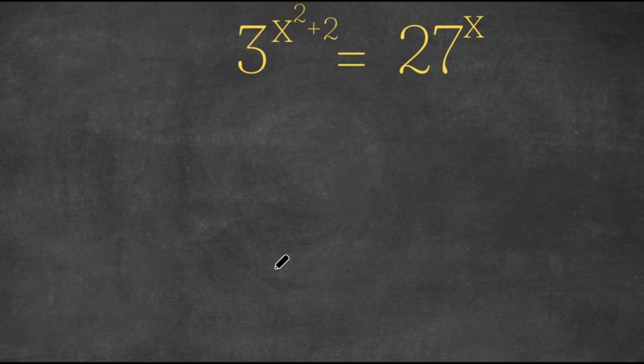Welcome back to Click Academics. In today's video, I'm going to be teaching you guys how to solve this exponential equation. So we have 3 to the power of x squared plus 2 equals 27 to the power of x.